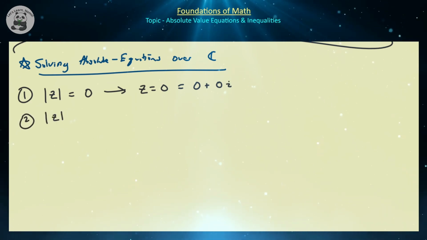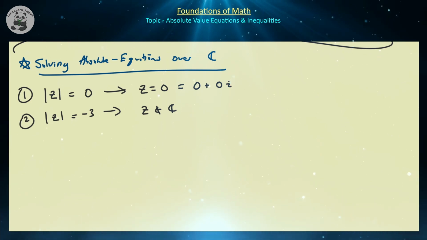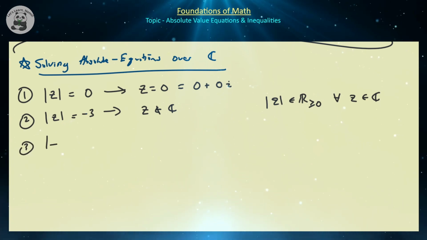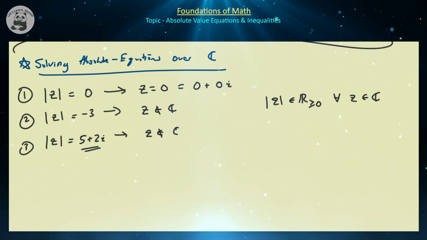And if we have the absolute value of z is equal to minus 3, then we already know that there is no complex number whose absolute value can be negative, because the absolute value of z is always going to be a real number that's non-negative, and that's going to be true for all z that belongs to the set of complex numbers. Right? So, for example, if somebody says the absolute value of z is equal to 5 plus 2i, again, this does not belong to the set of reals. Therefore, there is no complex number z whose absolute value will be equal to 5 plus 2i.